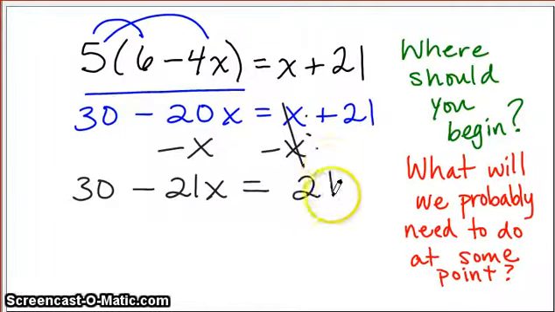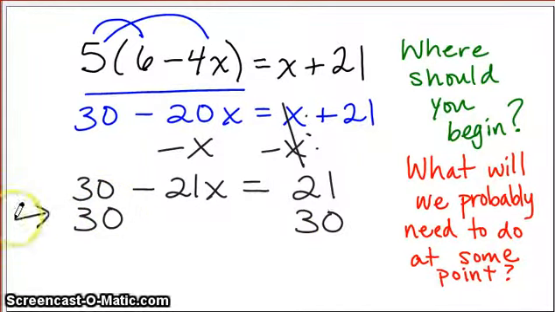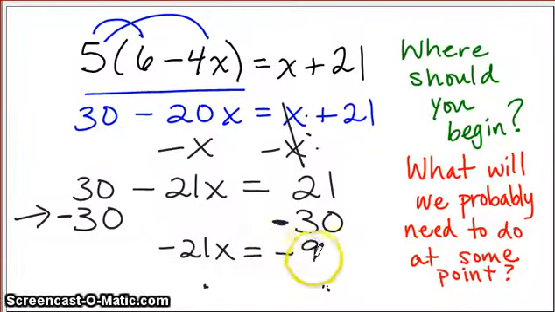equal to, all I have over here is 21. I need to gather my constants, so I need to move them to the other side. I don't want to have all the terms over here. That does not help me at all. I need variable terms on one side, constant terms on the other side of the equal sign. So I need to cancel out this 30. If I add these two together, I'm going to get 60. It's not going to help me. So I need to cancel out by subtracting. I'm going to be left with negative 21x equals 21 minus 30. That's going to leave me with negative 9.